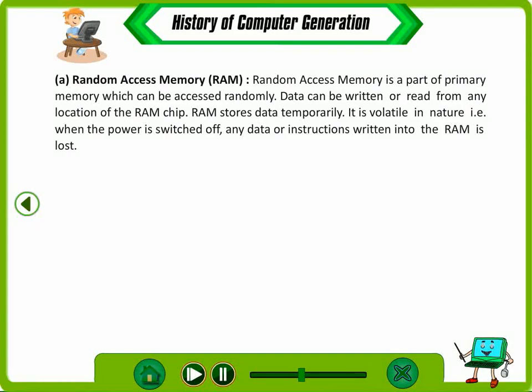Random access memory. Random access memory is a part of primary memory which can be accessed randomly. Data can be written or read from any location of the RAM chip. RAM stores data temporarily. It is volatile in nature, that is, when the power is switched off, any data or instructions written into the RAM is lost.